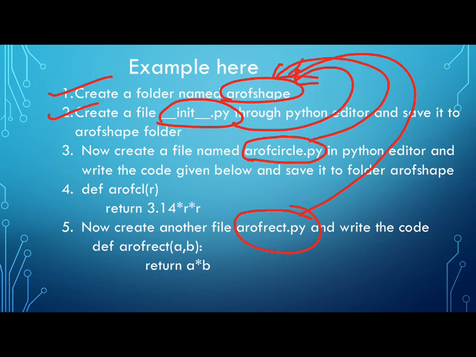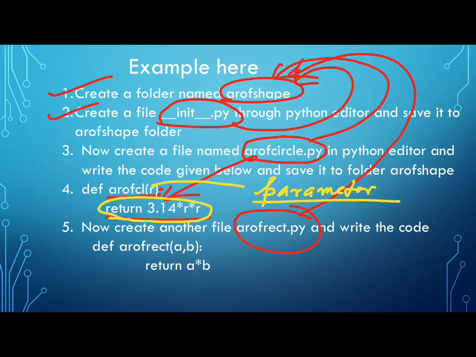For the area of circle, you have given the code here. What is the code? We have created one function, area of circle, and in this function we have simply written the calculation of the area for the value you have given. This r is a parameter here, as we have already discussed in the function topic about parameters. So this particular statement is calculating the area of a circle.